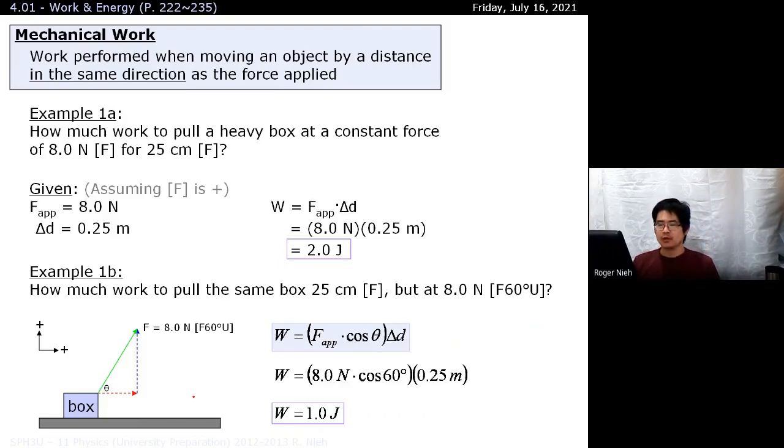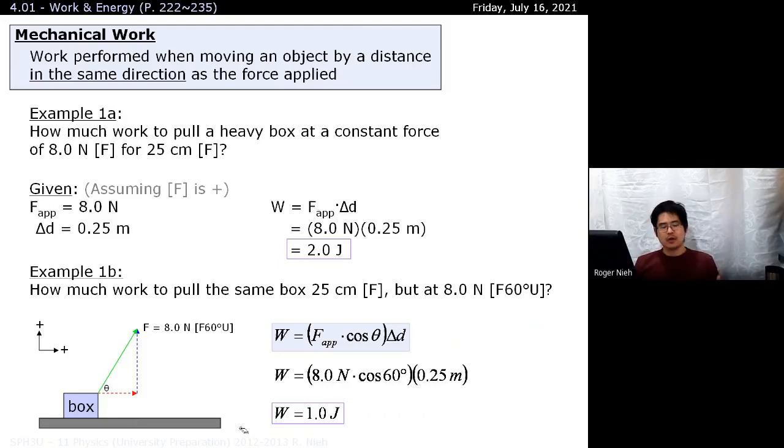Again, work, you'll notice that there's no arrow on top because work is a scalar quantity. So this work that you're doing in the setup over here, it doesn't matter if I'm dragging it at that angle this way or towards you at that same exact setup. The work that I'm doing that's useful in moving the box is just 1 joule. That's it. It is a scalar quantity.